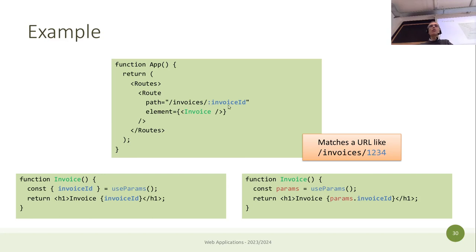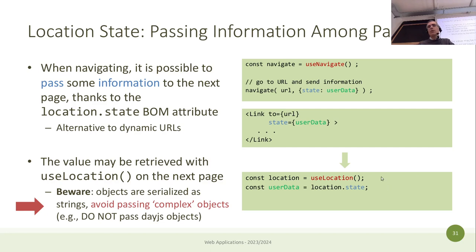Invoices colon invoiceId matches a URL like this, invoices slash anything, not just numbers, okay? Anything, until the next slash. If it's not present, it matches everything. And invoiceId can be retrieved with this syntax, with the useParams, okay? Params is an object, so it has a field or a property invoiceId, okay? So it's easy to use.